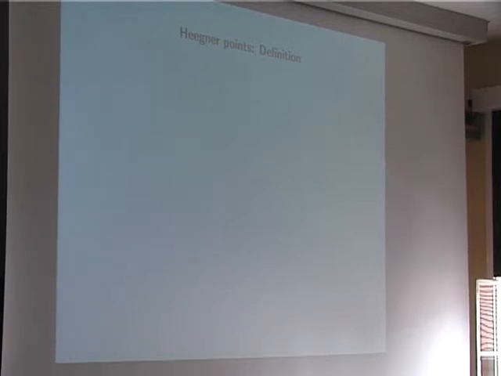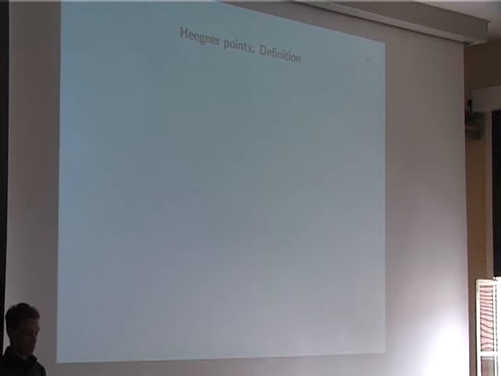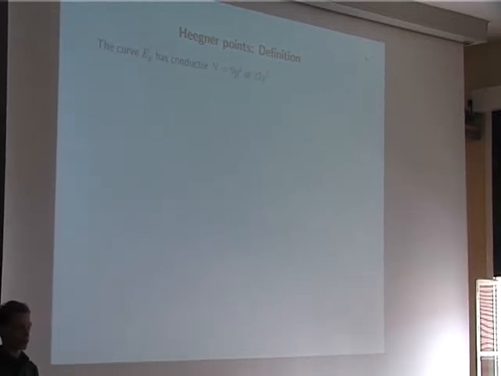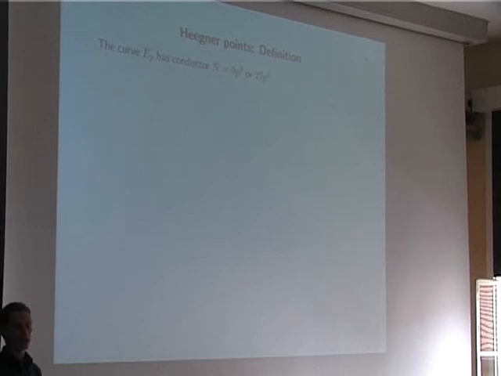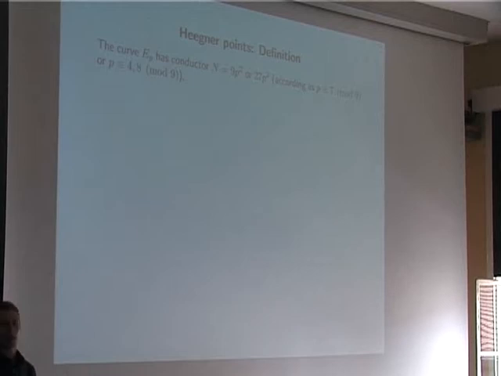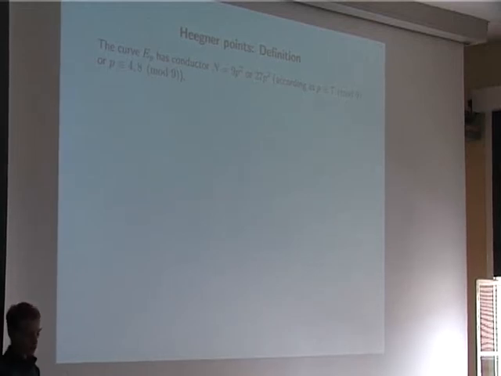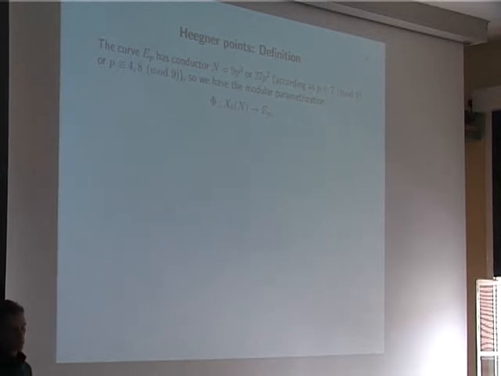So the first instantiation of this notion of CM points is Heegner points. So let me remind you what this means and introduce my notation. The curve E_p has conductor a capital N, and you can compute that it's either 9p squared or 27p squared, according as p is 7 mod 9 or 4 or 8 mod 9. That's just a computation with Tate's algorithm. Okay, so that means that we have a modular parameterization X_0(N) to E_p. I just wanted to let you know what the conductor was.